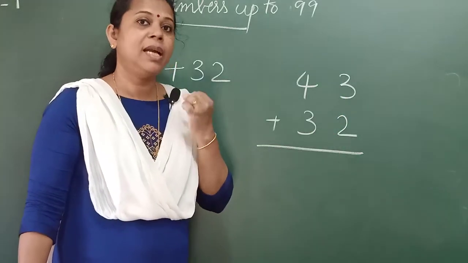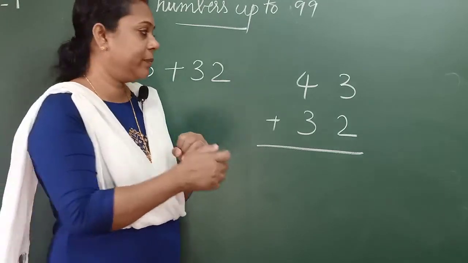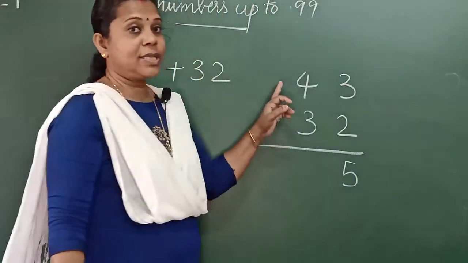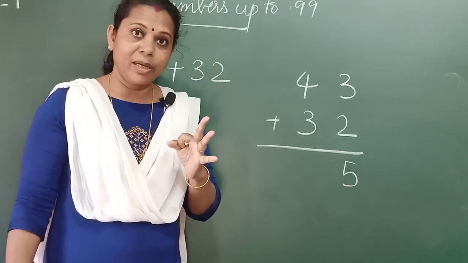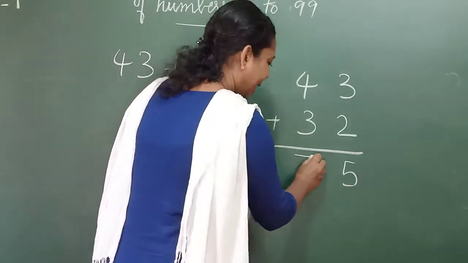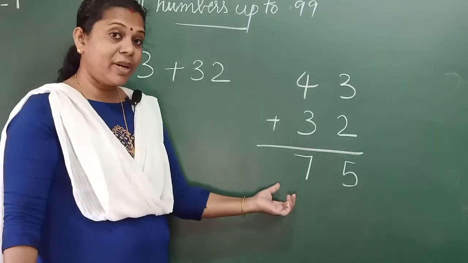3 in mind and 2 in finger. 3, after that 4, 5. Now the next one, 4 plus 3. 4 in mind, 3 in finger. 4, after that 5, 6, 7. So the answer of 43 plus 32 is 75.